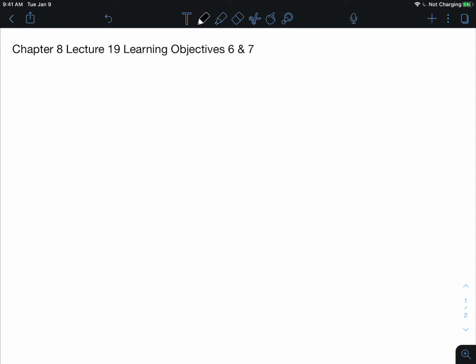Hey guys, today we're going to go over Chapter 8, Lecture 19, Learning Objectives 6 and 7. We're going to be looking at our formal charges and we're going to be looking at resonance structures. So just as a reminder, we're looking at Lewis structures.